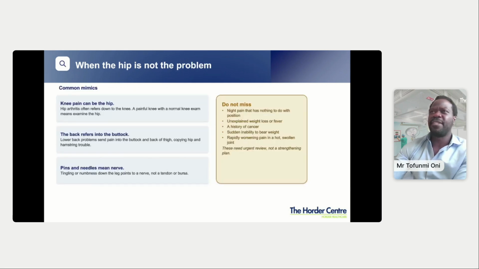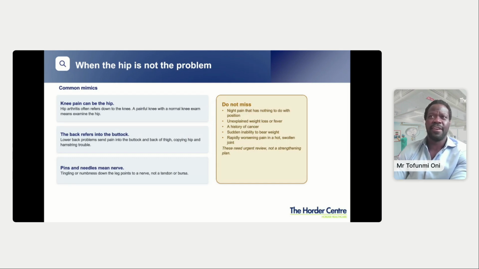Before we dive into those specific pathologies, this is a slide just saying when the hip is not the problem. So, common mimics, because often we can have anatomical situations that help us spot certain patterns.